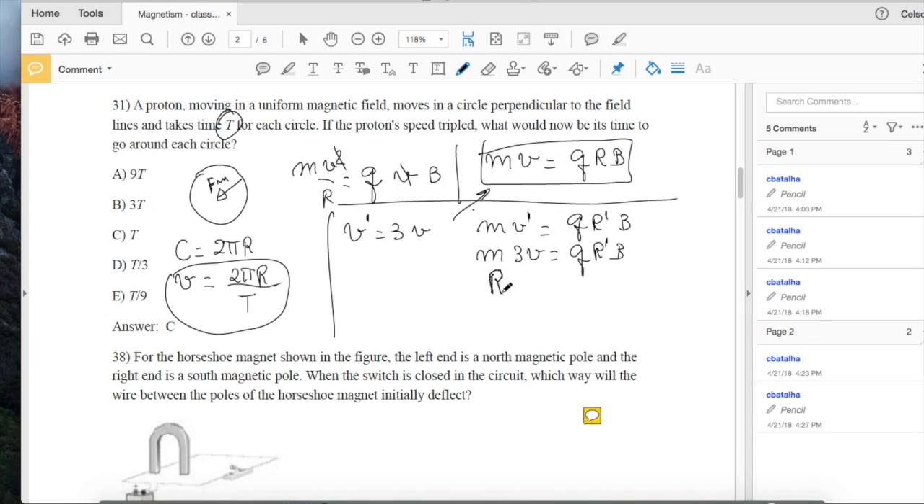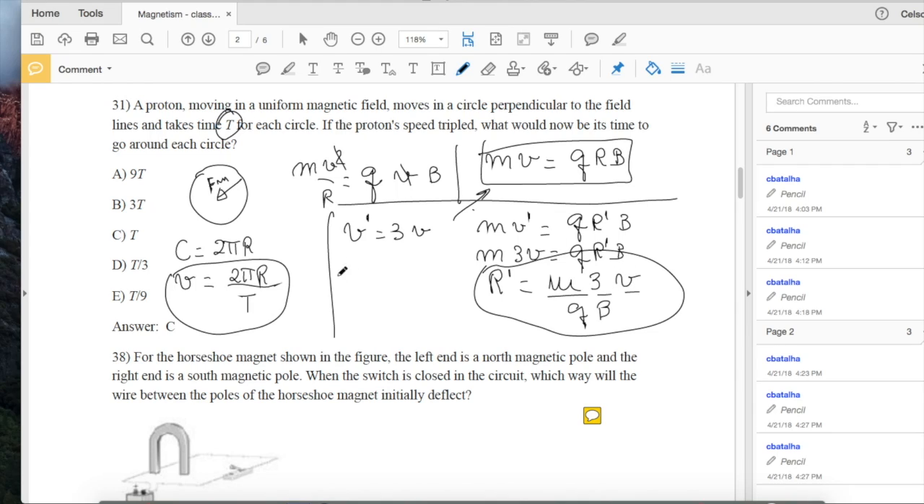And then we can have r prime. So the new radius when you triple the speed, 3mv divided by qb. So the new radius is going to be, in fact, 3 times as big. If you increase the speed, the radius is going to be 3 times as big.